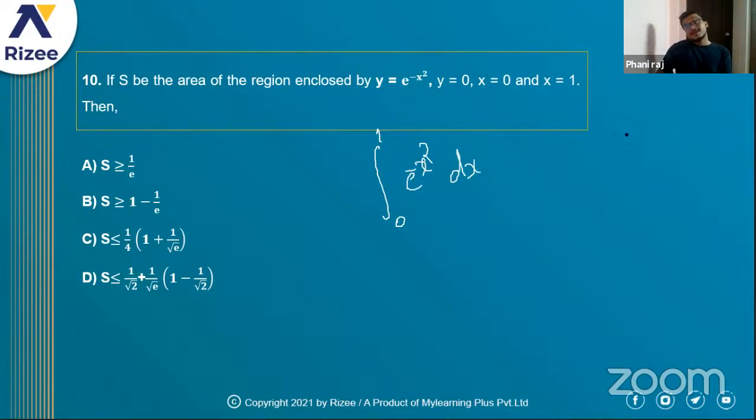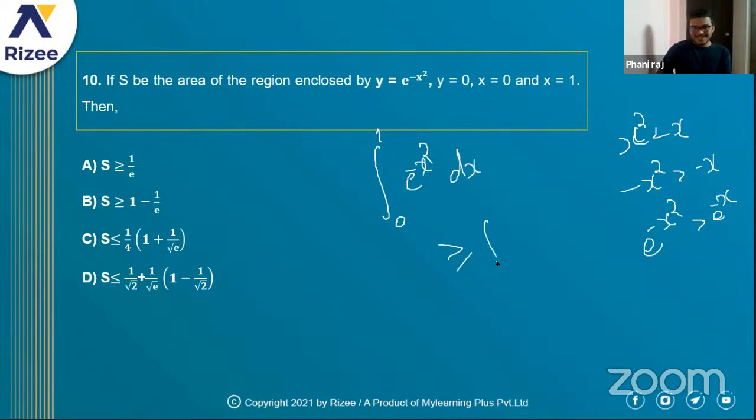Now you see, from 0 to 1, x square is less than x. So minus x square is greater than minus x. e is an increasing function, so e power minus x square is greater than e power minus x. So this is greater than integral 0 to 1 e power minus x dx, which is the same as 1 minus 1 by e. This is easy. Next, you need a graph.